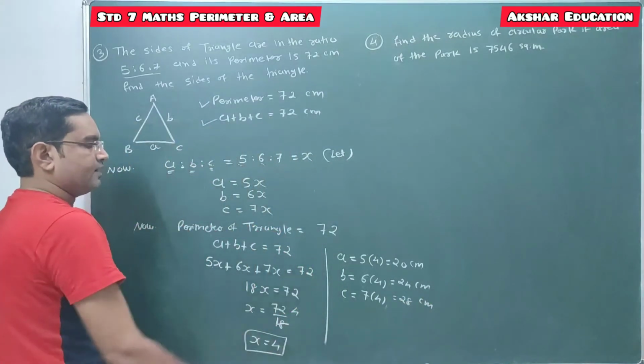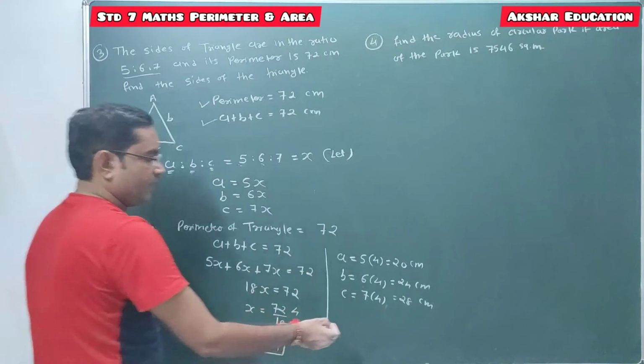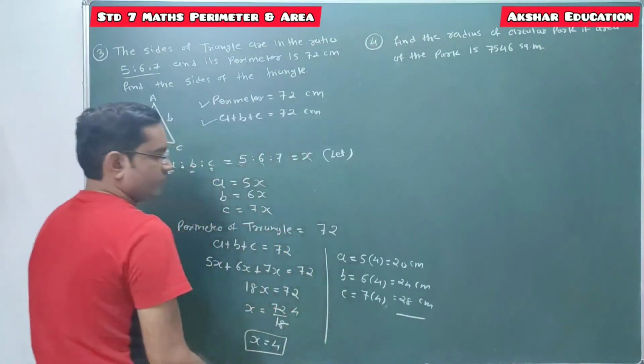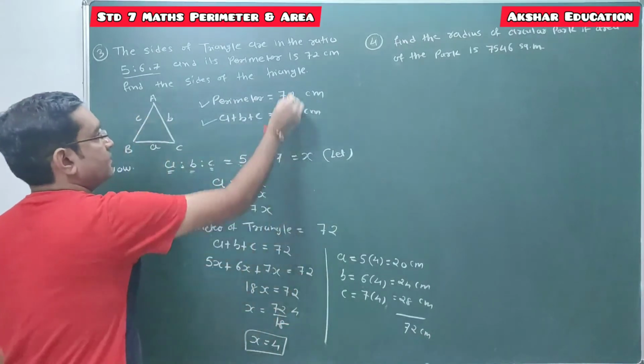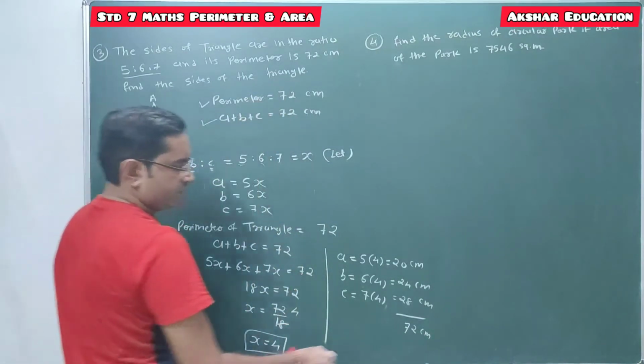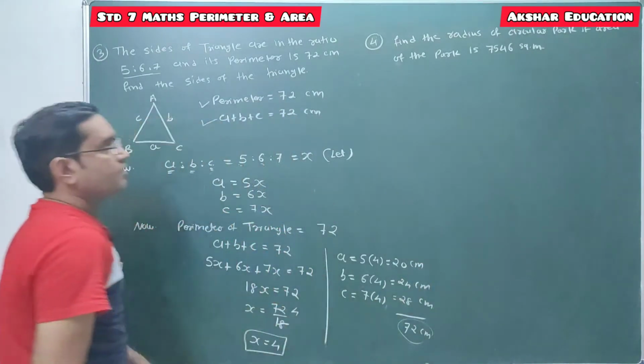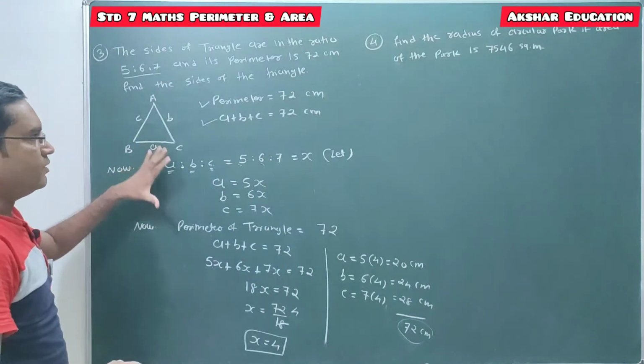So these are the three sides of triangle, and if you take the sum of all these three sides, you are getting 72. That is the perimeter of triangle that is given. That is the verification of our sum. Clear, students? So this is how you can solve your question number 3.